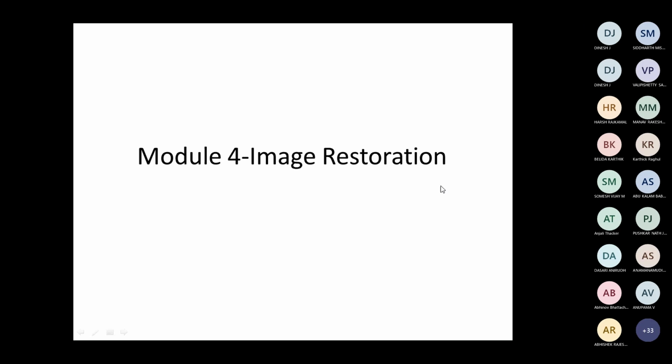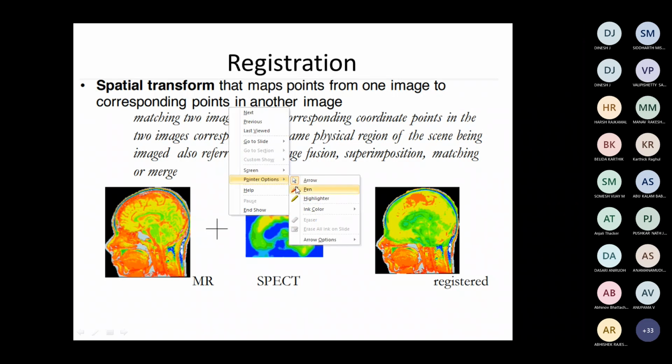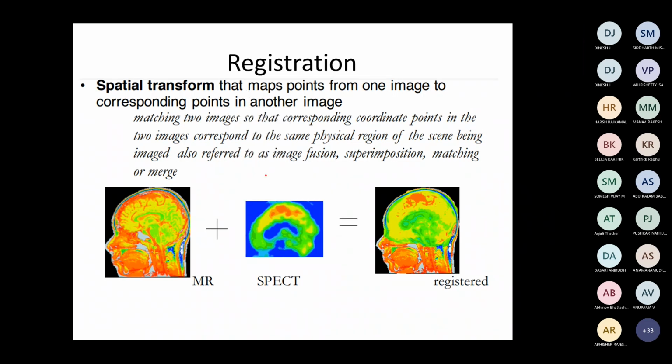So in the previous class, we started image restoration. Module 4, we have already started. In that, we started registration. So what is registration? It is nothing but we have to map the points from one space to another space. So here from two images, we have to find the mapping. Okay, so it is a spatial transform.